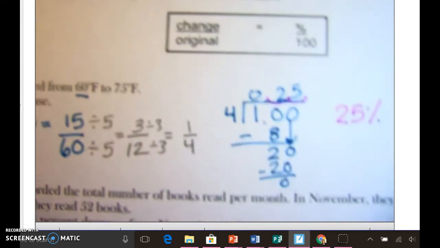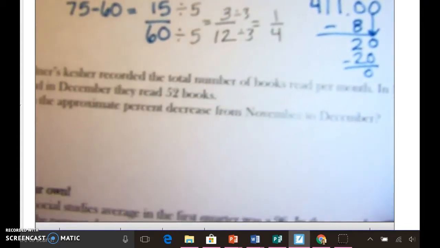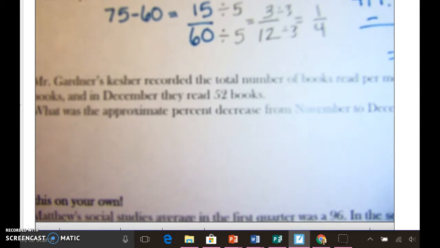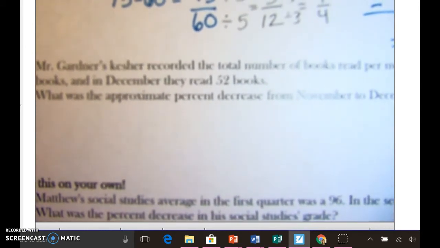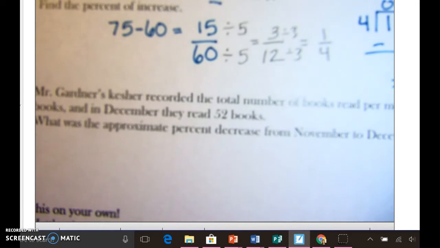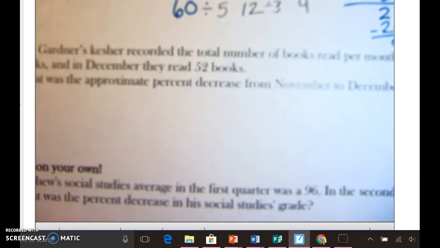All right, we're going to set up the next one, and you're going to try to see if you can work it out on your own. So Mrs. Gardner's class recorded the total number of books read per month. In November, they read 65 books, and in December, they read 52. What's the approximate percent of decrease? Oh, they read less books.